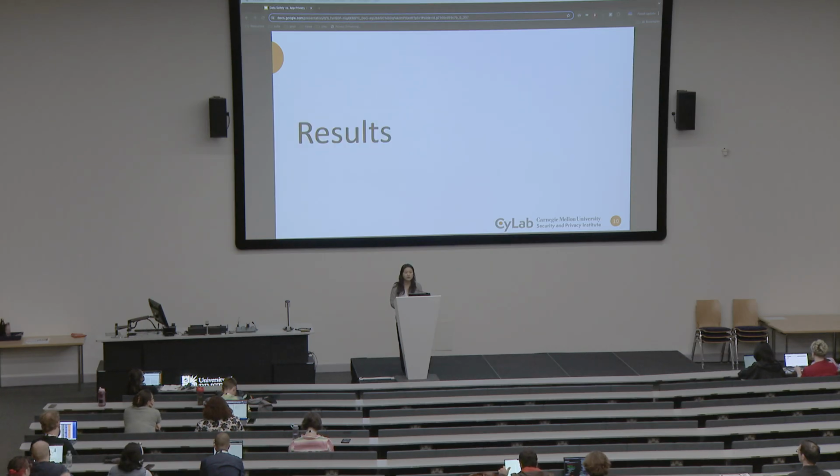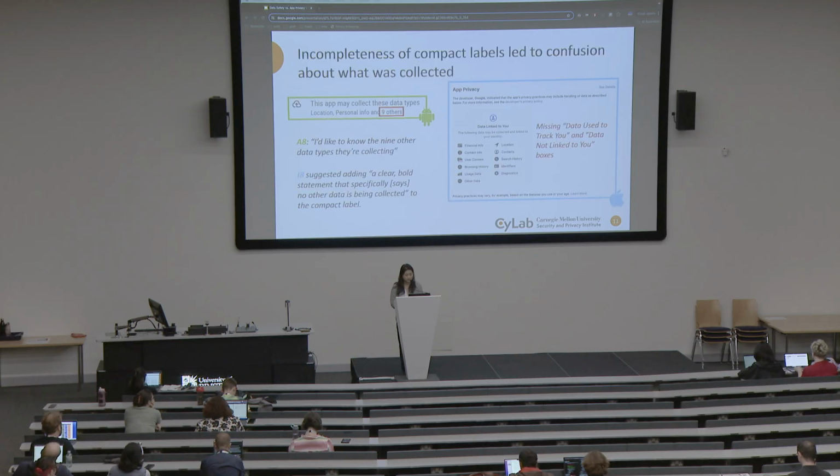Now I'm going to share a few highlights from our results, but you're welcome to read the full paper to learn more. Like I mentioned previously, in the compact labels, Android abbreviated long lists of data type categories, while iOS labels omit empty data collection groups. When we asked Android users if they wanted additional information or if they found any information on the compact labels confusing, several of them mentioned the omission of data type categories. For example, participant A said, "I'd like to know the 9 other data types they're collecting."